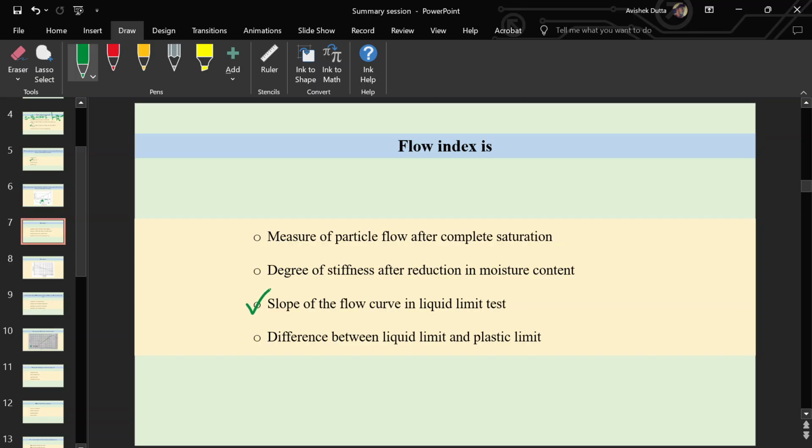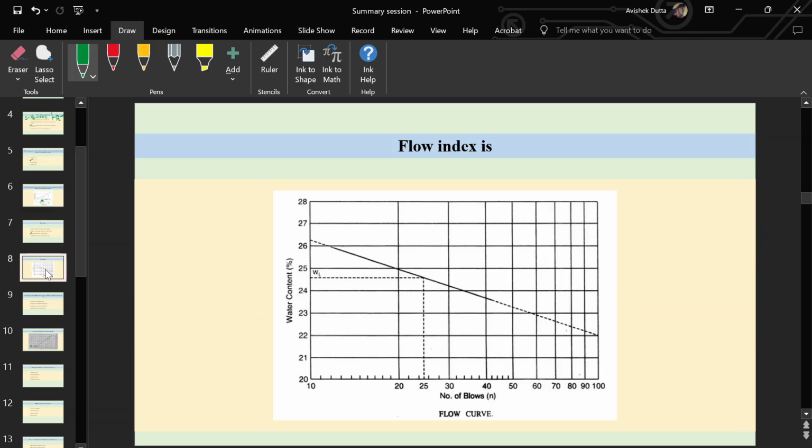So how does the flow curve look to obtain the liquid limit, and which apparatus do we use to obtain the liquid limit? Casagrande. Yes. This is the Casagrande apparatus. Now this is the flow curve. Here we have the number of blows on the x-axis in the logarithmic scale, and we have moisture content in the normal scale. So this is a semi-log graph.